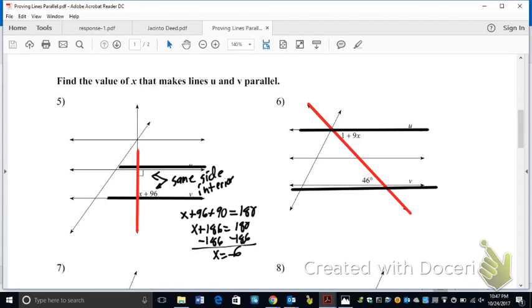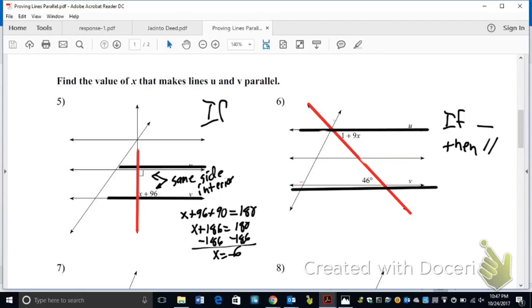Same idea over on number 6. All we want to do is care about the 2 lines U and V and the transversal. Don't care about those lines at all. So here we have alternate interior angles. So we're going to say, what is the relationship between alternate interior angles?